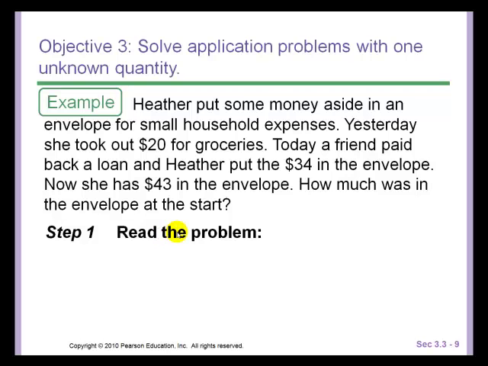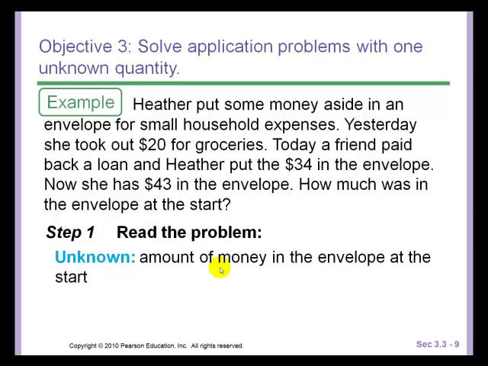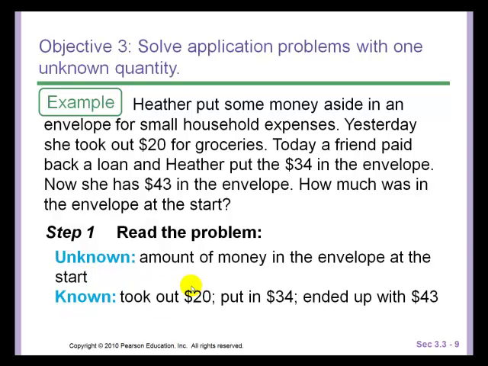Step 1 is to read the problem. The unknown is the amount of money in the envelope at the start. The known is that she took out $20, put in $34, and ended up with $43. It is often helpful to rewrite in shorter phrases the important parts from the question. Again, your other option is to underline some of these pieces within the problem.